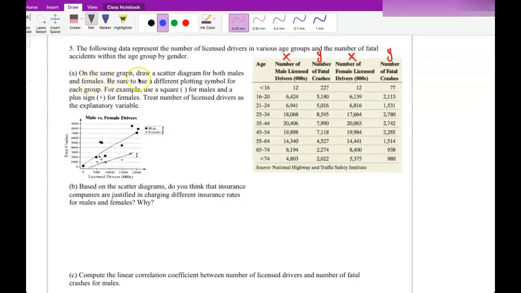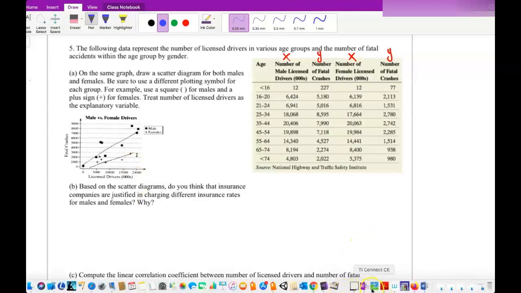Part A, on the same graph, draw a scatter diagram for both males and females. I already have this part here. Be sure to use a different plotting symbol. So here for males I used this square and positive sign. For females, to be able to graph that one, the first step is that, okay, we're going to use the TI-84.